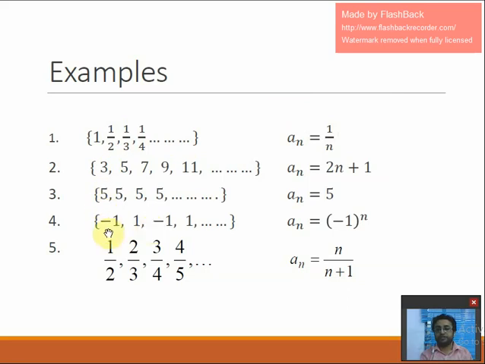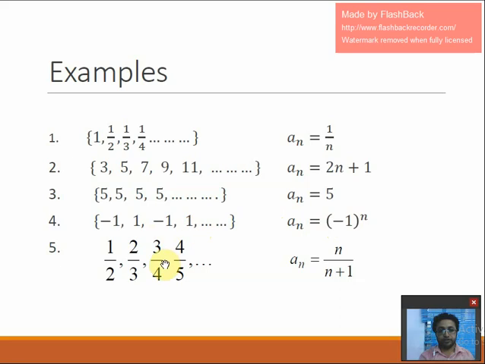Okay. This is not a monotonic increasing or decreasing sequence, but it is bounded. See the fourth one: this sequence is not monotonically increasing or decreasing, and it is bounded, but we cannot say it is a convergent sequence. So, a_n equal to (-1)^n is not a convergent sequence.